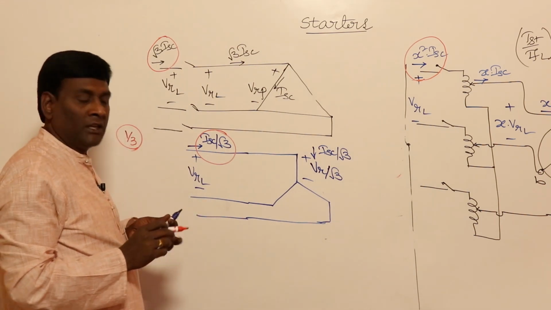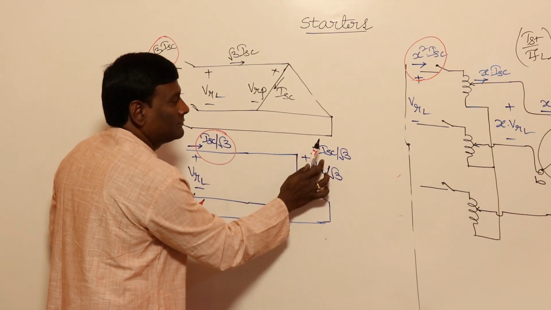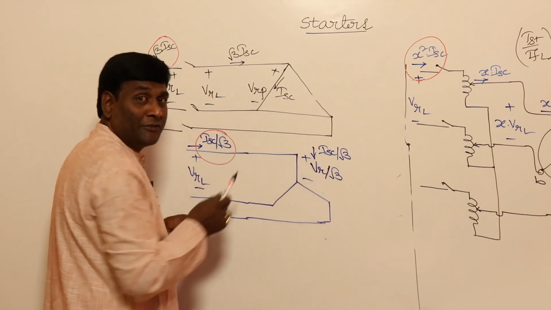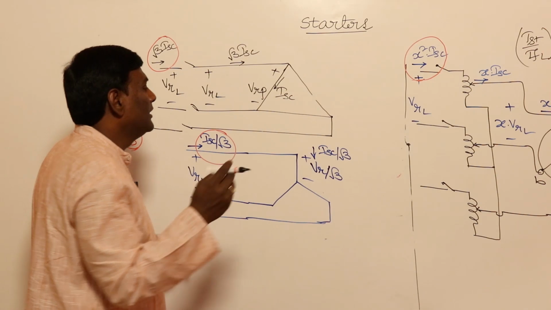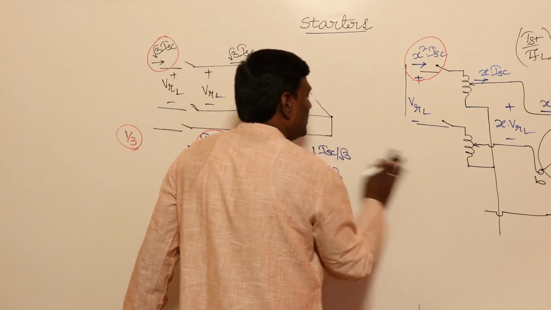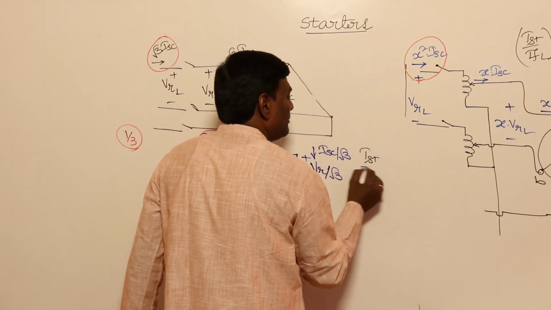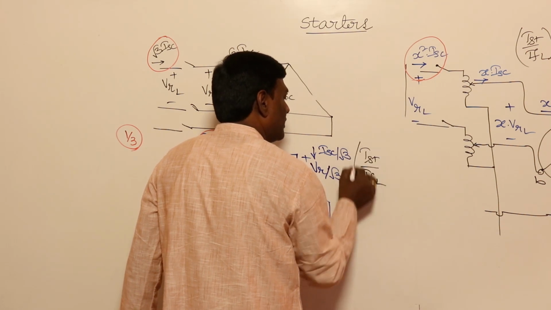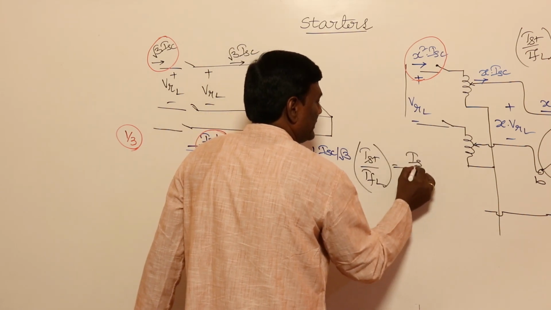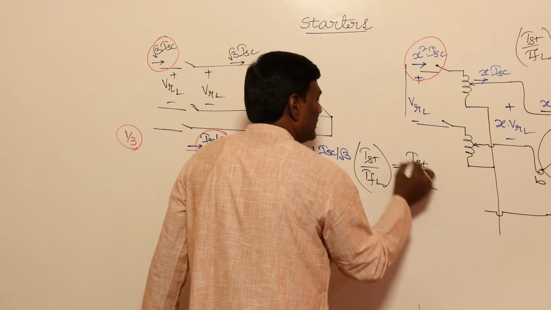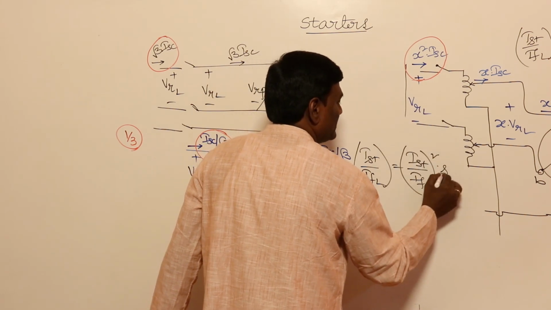Now let us think of the inside phase currents. Inside phase currents will give you the torque. So, torque developed: starting torque by full load torque equals starting current by full load current squared into SFL.